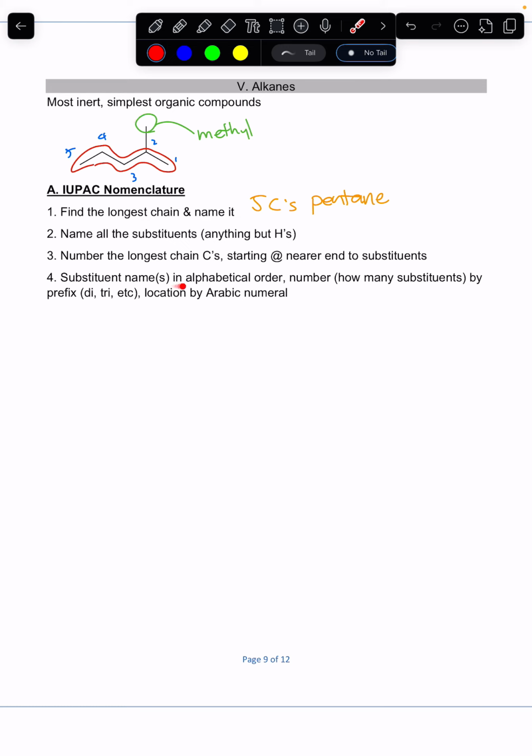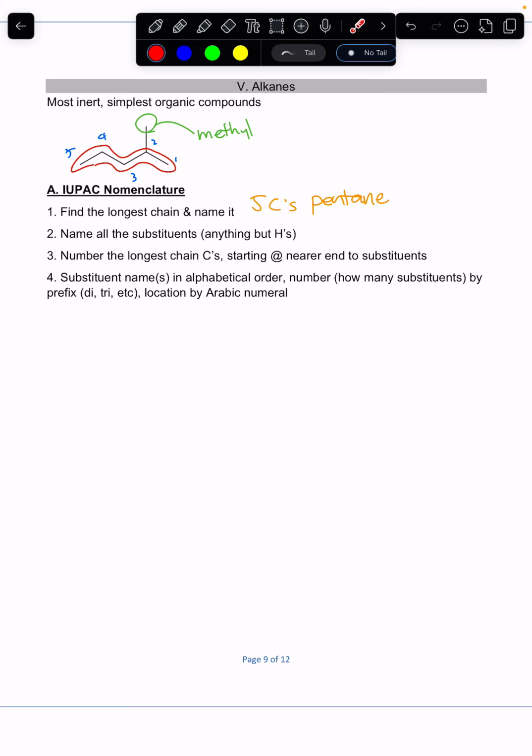Then put the substituent names in alphabetical order. If there's a methyl and ethyl group together in the same molecule, ethyl comes first because E comes first in the alphabet. Then number by prefix. If you have 2 methyl groups in a single molecule, you say dimethyl. If you have 3, trimethyl, if you have 4, tetramethyl, and so forth. And then we indicate the location of the substituent by Arabic numeral. Those are the normal numbers, like 1, 2, 3, 4, 5.